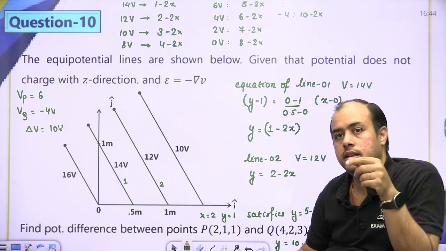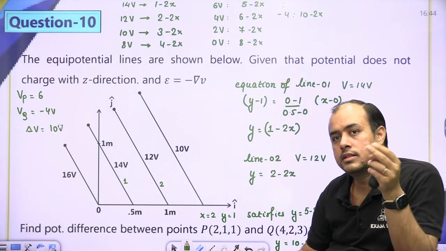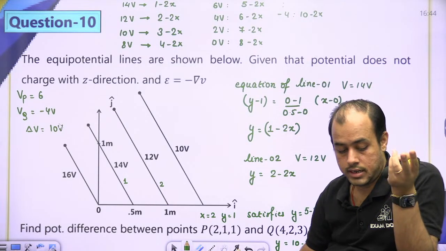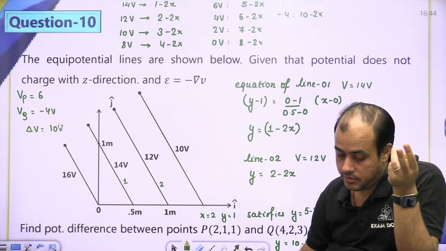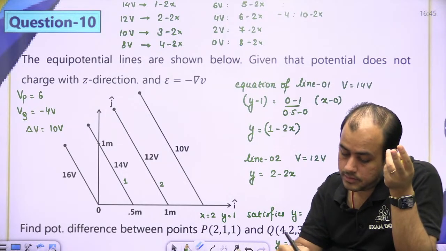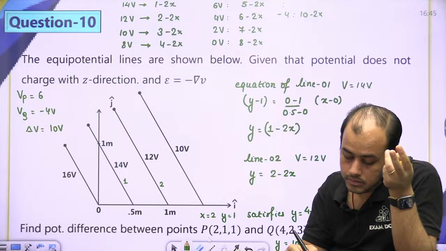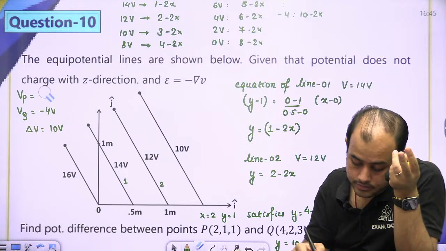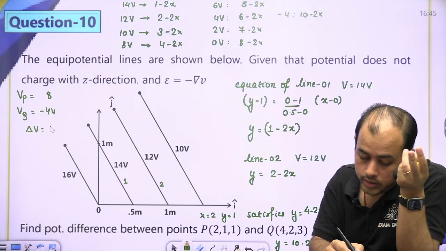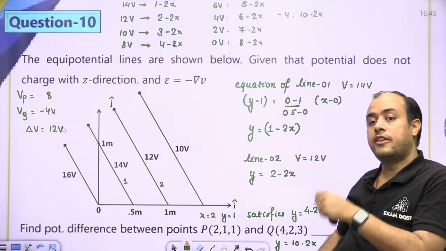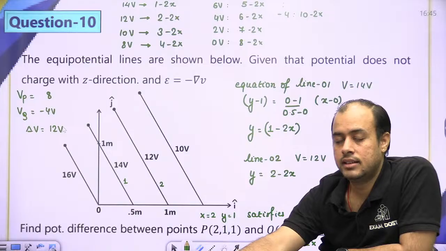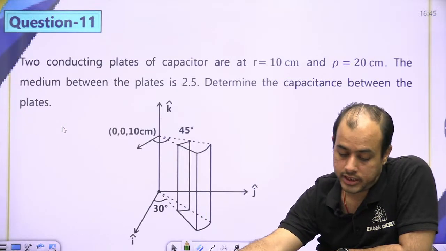and this one 5 minus 2, 4 minus 2 is coming 5, 4 minus 2x means 8. So this will come out as 12 volt. So first you have to figure out beta on which equipotential line will the point lie. So that way you can figure out the potential.